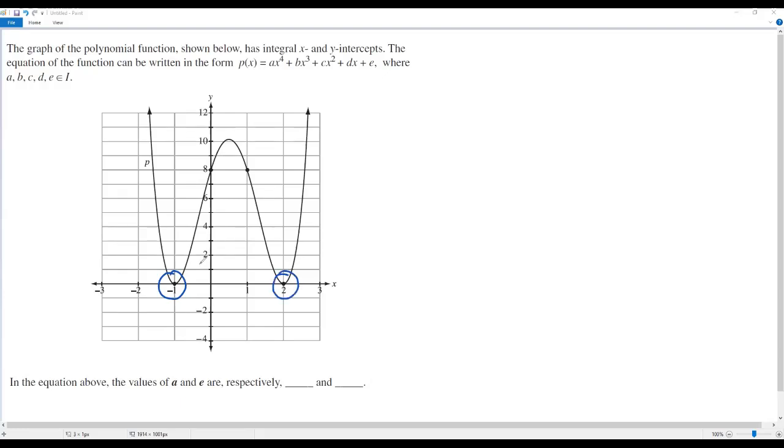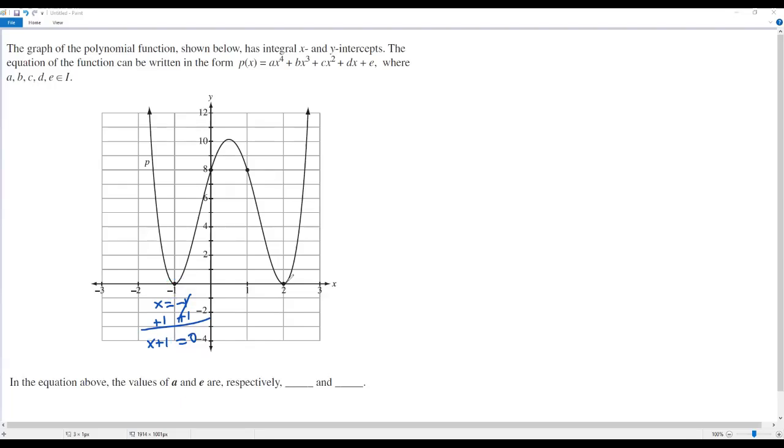Now let me find the factors corresponding to these two x-intercepts, -1 and 2. So here we have x equals -1. To get the factor corresponding to this x-intercept, I just have to make the right side 0. For that, I have to add 1 to both sides. When I do so, I'll get x plus 1 equals 0. So x plus 1 is the factor corresponding to the x-intercept -1.